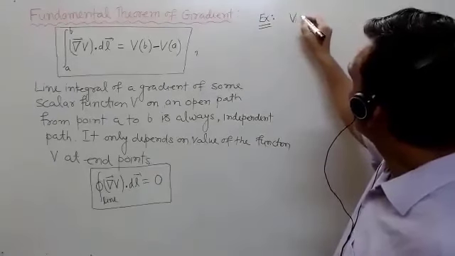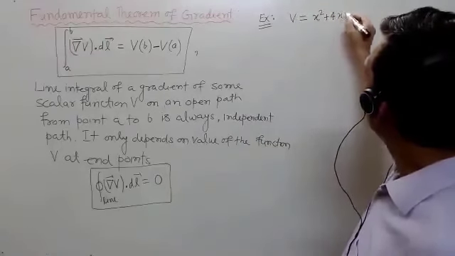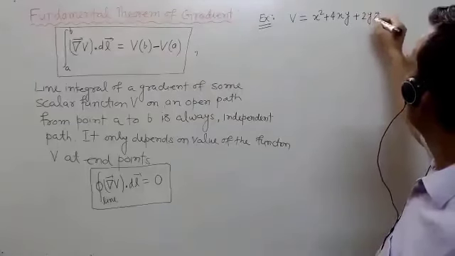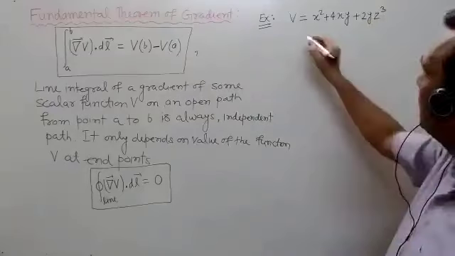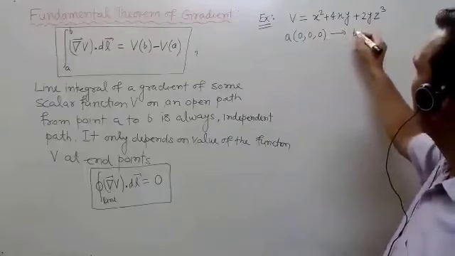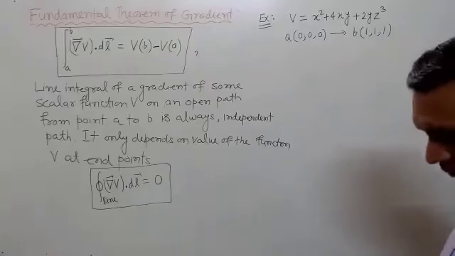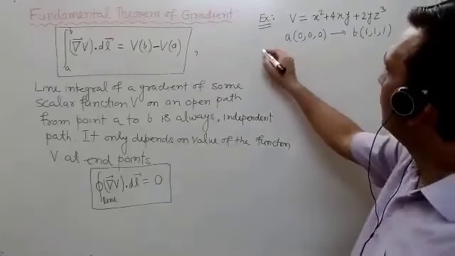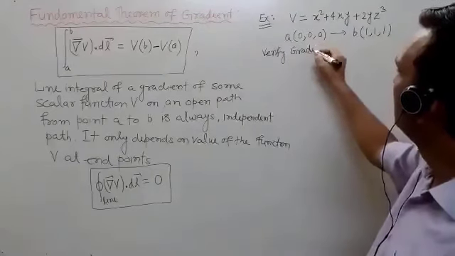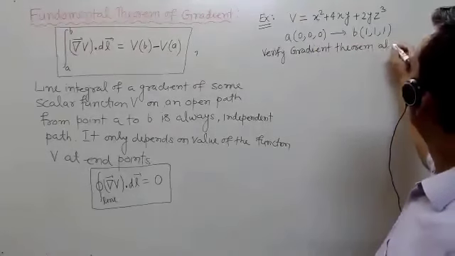Let us consider function V is given, that is x square plus 4xy plus 2yz cube. This is the scalar function, and point A is 0, 0, 0 and another point B is 1, 1, 1. These 2 points are given. Verify gradient theorem along path.